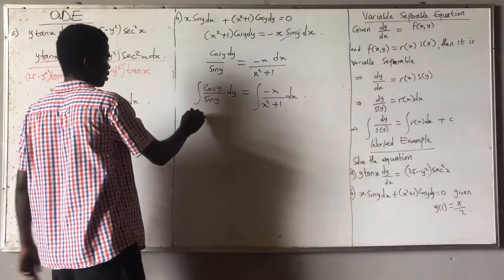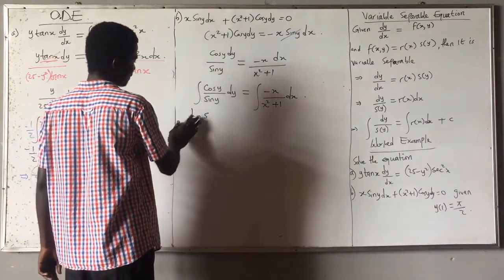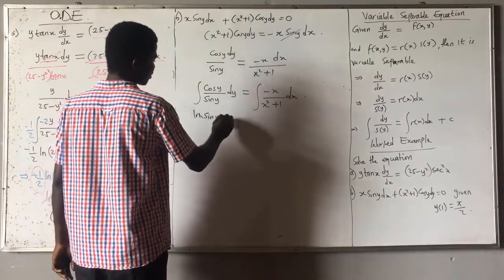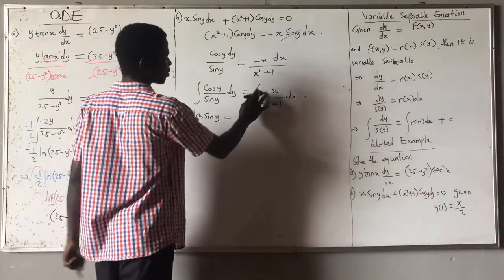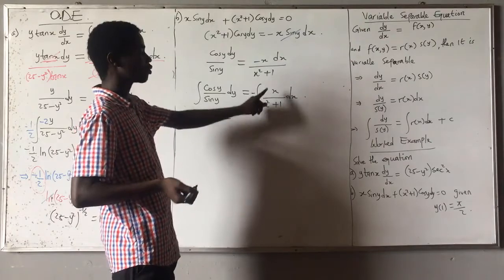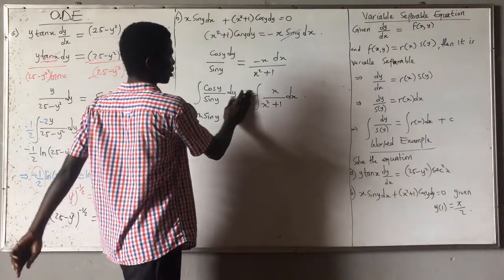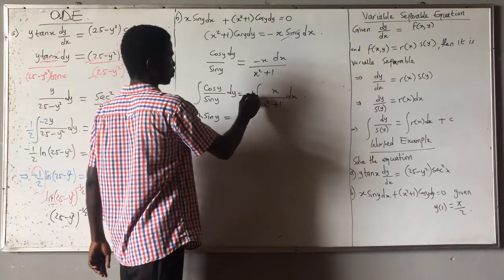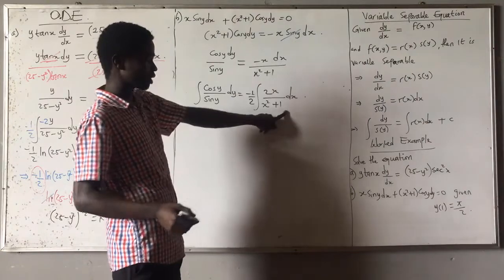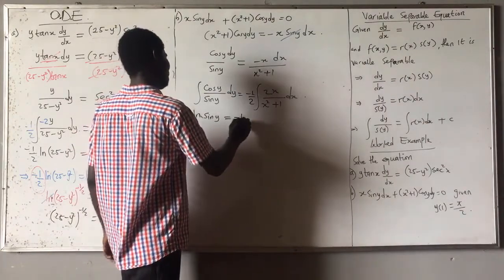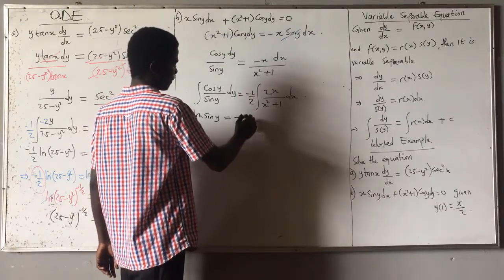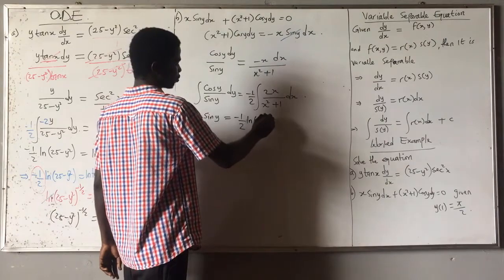The answer is ln of sin y is equal to, now look at this one. Let the minus come out. It's a constant. Differentiate what is down. Differentiate x squared, the answer is 2x. But I have x here. It's very simple. Put 1 over 2 outside, put 2, so cancel 2. So differentiate what is down, you have 2x now. So this is minus 1 over 2 ln of x squared plus 1, right?